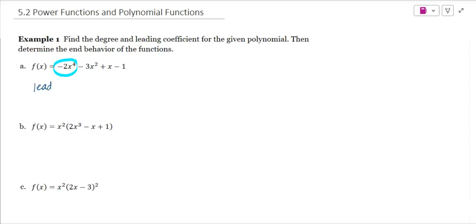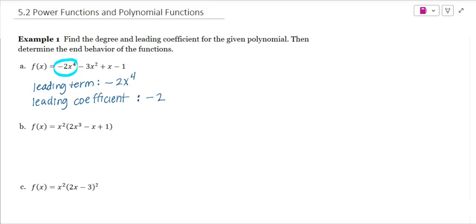So our leading term is -2x to the fourth, and the leading coefficient is -2. What we really care about is if there's a positive or a negative in front, because a positive means that the function is facing in its normal behavior, and a negative means it's reflected across the x-axis.